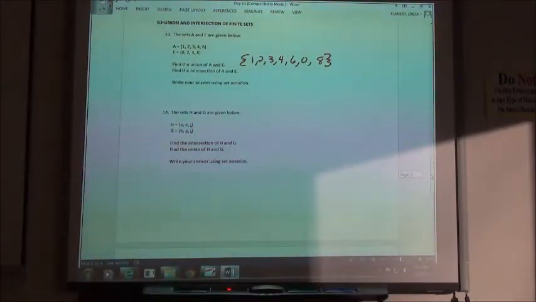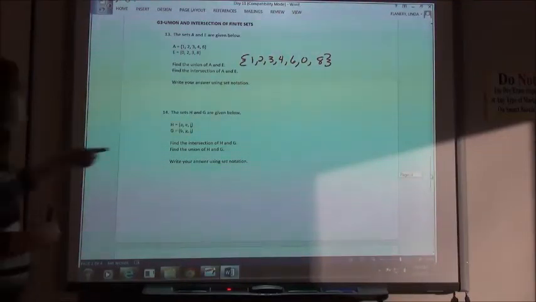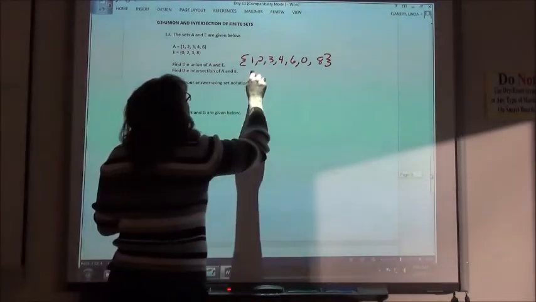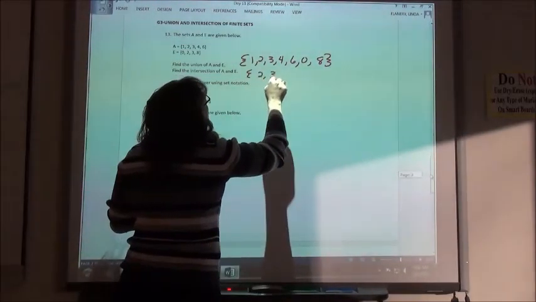Intersection. Where do those 2 sets overlap each other? What do they have in common? Well, if I look, they both have a 2 and they both have a 3. So the intersection of my 2 sets is just 2 and 3.